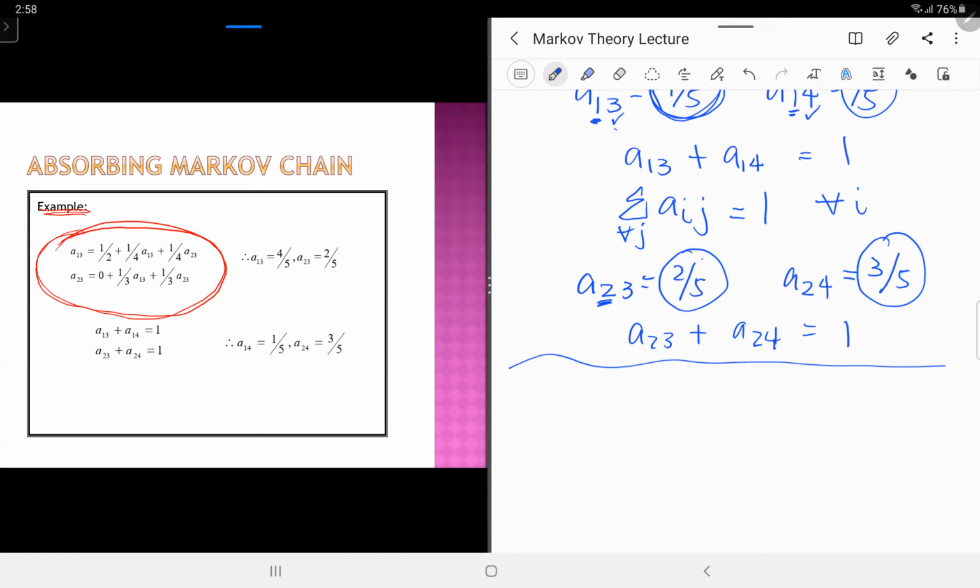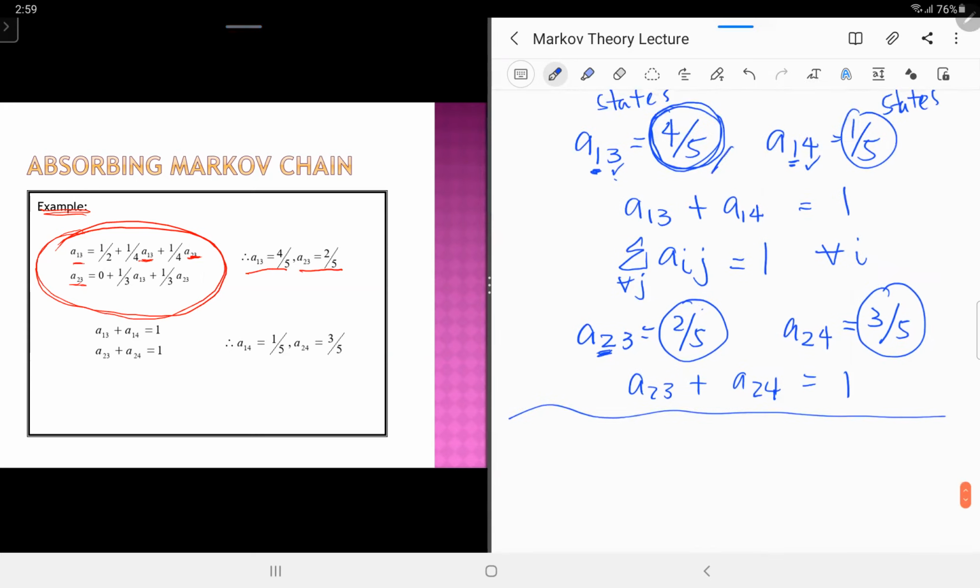Take note, it's iterative in the sense that when you set up the equation for A13, you will have A23 in the equation, which necessitates you to actually solve for A23 and use the same formula to set up the equation for A23. So now you'll have two equations, two unknowns. You can solve for A13 and A23, which is exactly what we got, no? 4 over 5 and 2 over 5.